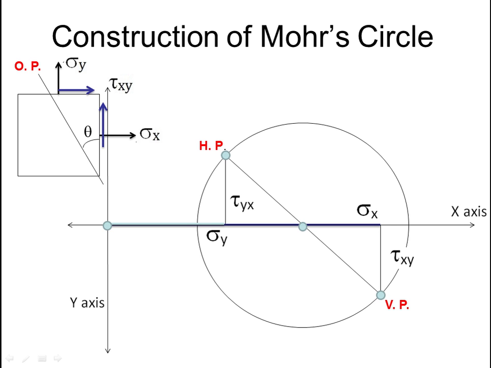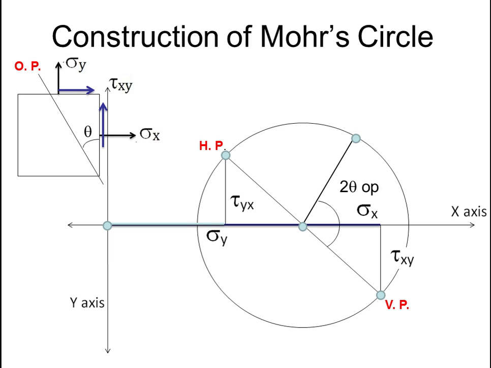Now we have to represent the oblique plane. This oblique plane is at angle theta, measured in the anticlockwise direction. So from the vertical plane we will draw a 2 theta angle, and this 2 theta angle is for the oblique plane. We will join this point from the center of the Mohr circle to the periphery of the Mohr circle, so we get one point on the Mohr circle. This point is a plane, called the oblique plane, because every point on the Mohr circle is a plane.